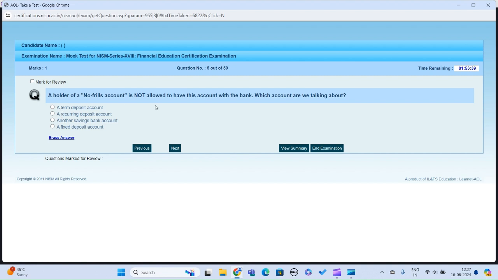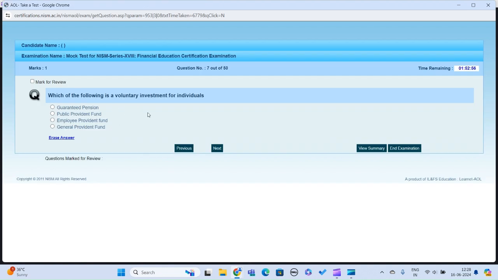Then go to the next one. A holder of a no-frill account is not allowed to have this account. It's just another savings bank account, the no-frill account. So the third one should be the ideal one. Next, how many basic savings accounts might you have? No-frill means zero balance, and only one is allowed. Otherwise, if you can maintain the minimum balance, you can always have many accounts. So the second one is what I have chosen.